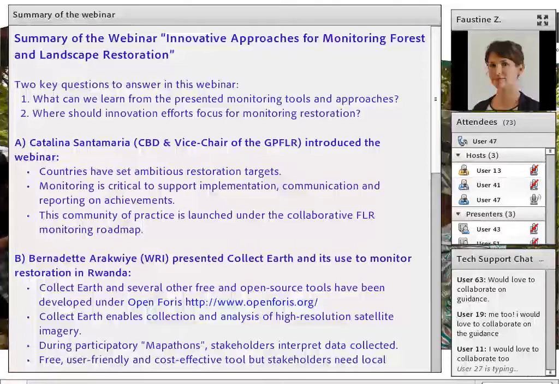It is a user-friendly, cost-effective, and sustainable tool. And also Bernadette recommended that it's important to work in collaboration with stakeholders who have a good knowledge of their local environment.